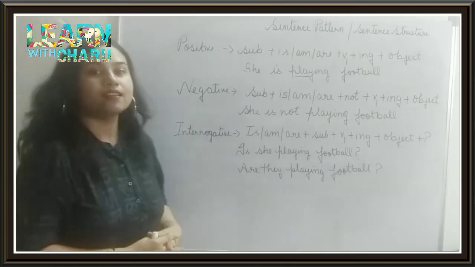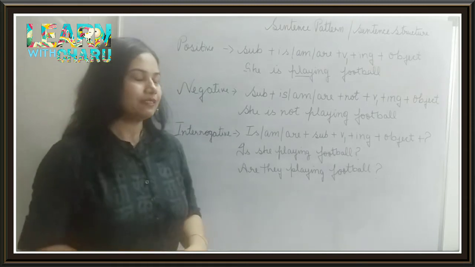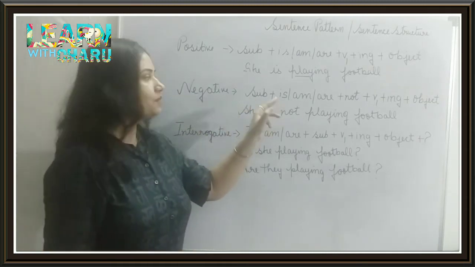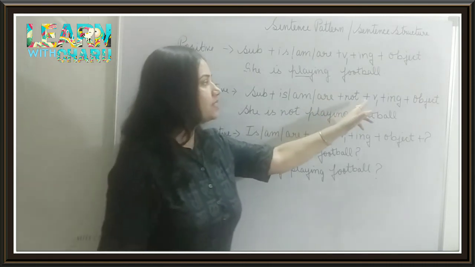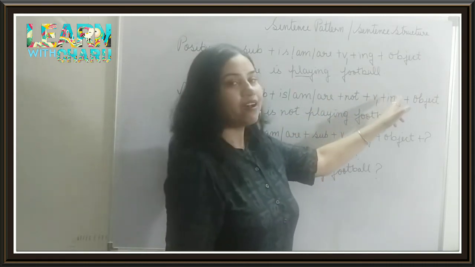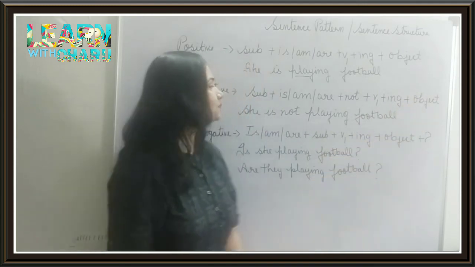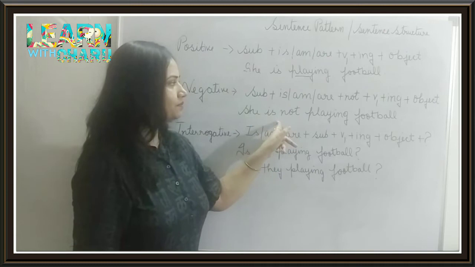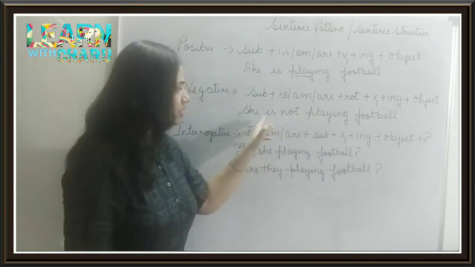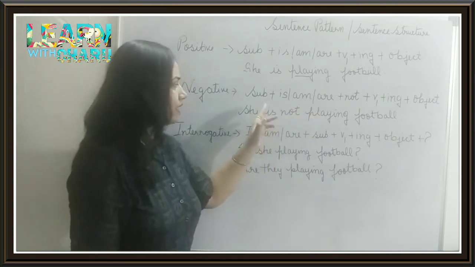Now next is the negative sentence. Subject plus is, am, are plus not plus verb's first form plus ing plus object. She, subject, is, am, are: because with she we have to use is, so that's why is.